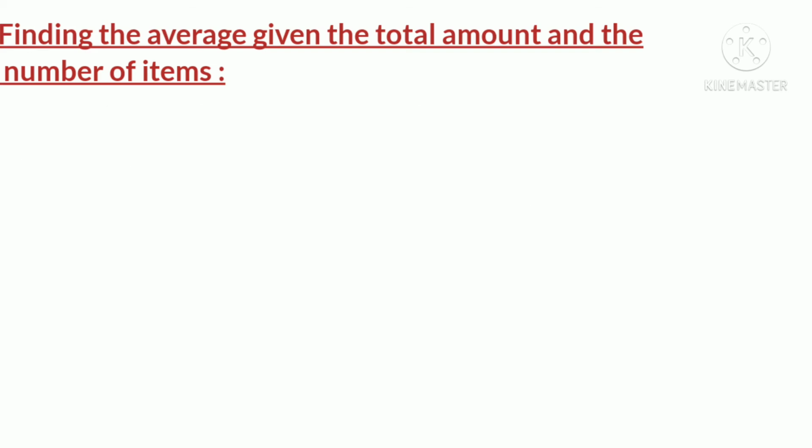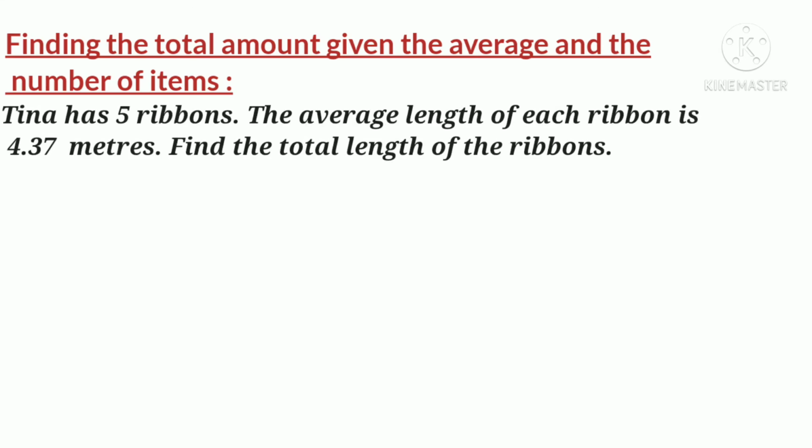Now we will learn about finding the total amount given the average and the number of items. Students, look at this question. Tina has 5 ribbons. The average length of each ribbon is 4.37 meters. Find the total length of the ribbons. In this question, we have to find the total length of 5 ribbons. And students, the number of ribbons and the average length of each ribbon are given.